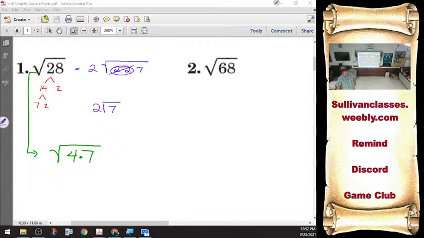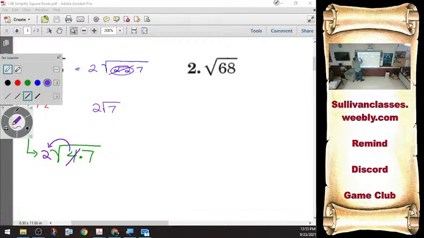All right. What is the square root of 4? 2. Well, isn't that kind of what we said up here? The square root of 4 is 2. I'm able to rewrite it. Try again. Let's try that method again.